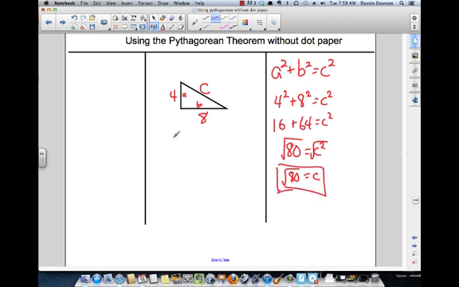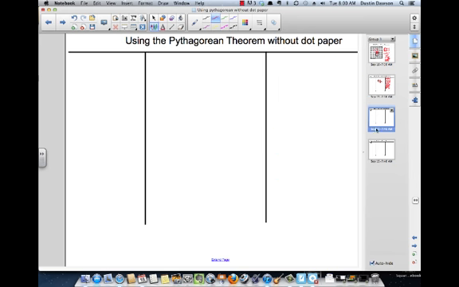No more drawing squares, adding it all up, none of that stuff. You just have to take the square of each of the legs, add them together, and take the square root, and you are done. One more example, and then we're done for tonight's homework. That was a pretty fast and easy one. And we're going to be doing this in class, so just be ready for that.